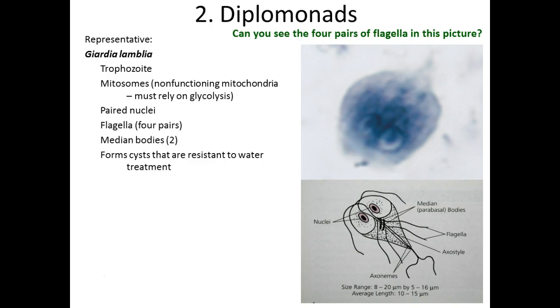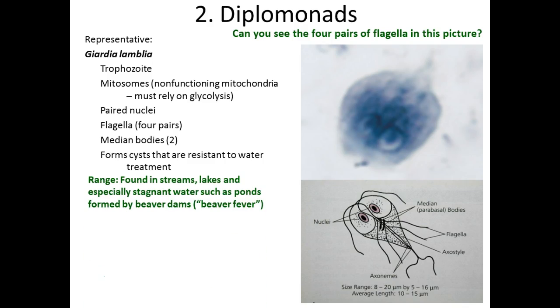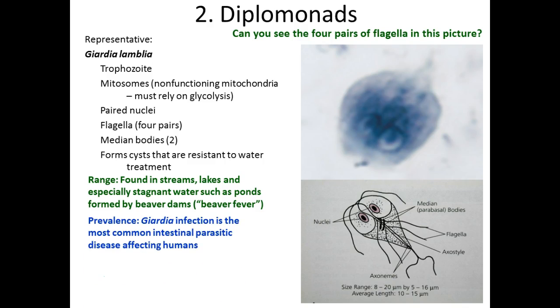They do form cysts, which, the unfortunate thing here, resist water treatment methods for the most part. So they can contaminate water supplies. Typically, it'll make you really sick, sometimes, for some individuals. This was known as beaver fever because it tends to happen more in stagnant water. And beavers, of course, dam up flowing water into small ponds and such, which creates that stagnant water. So this infection is the most common intestinal parasitic disease affecting humans. And for a lot of us, you may even be an asymptomatic carrier and not know it. You're not having any symptoms.